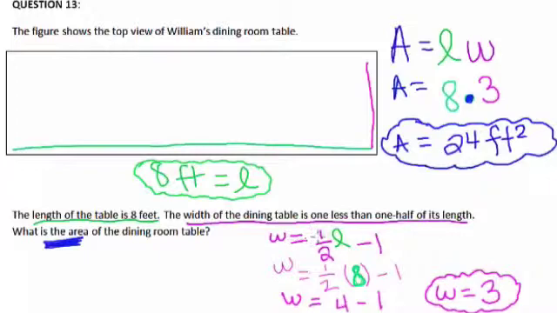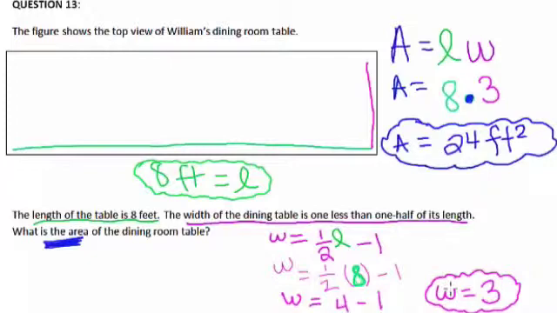W, width, equals 1/2 of the length and 1 less than that. So I know that W equals 1/2 of 8 minus 1. W equals 4, which is half of 8, or 8 divided by 2 is 4, and minus 1, so that means that W equals 3. Now, what do I do with this information?